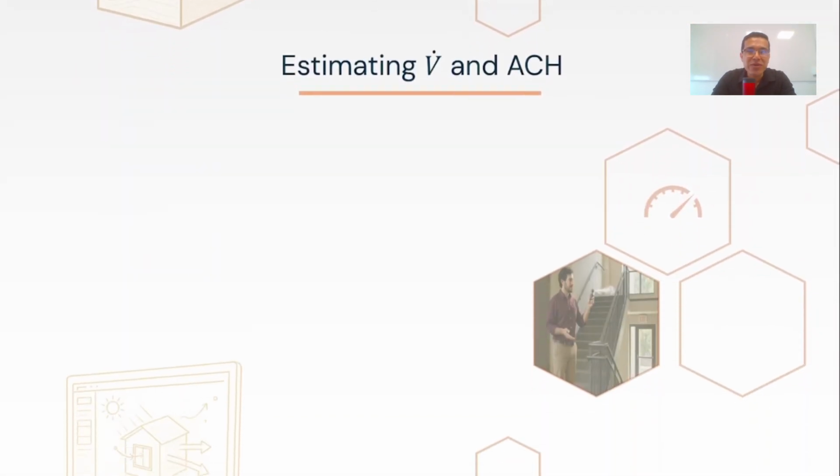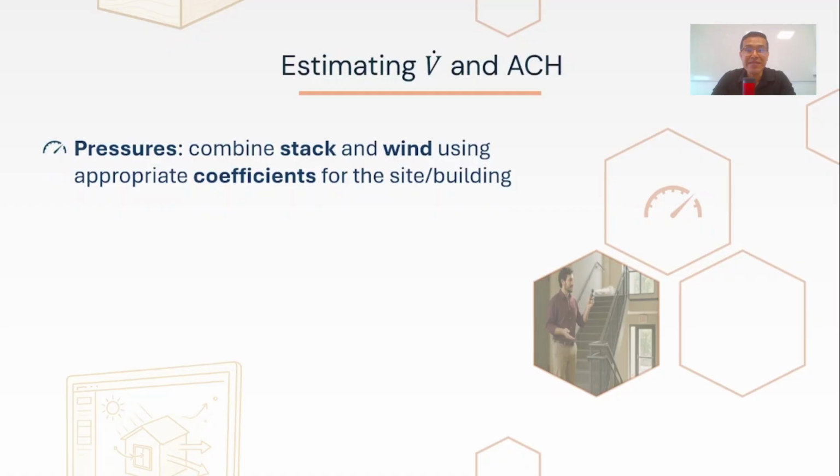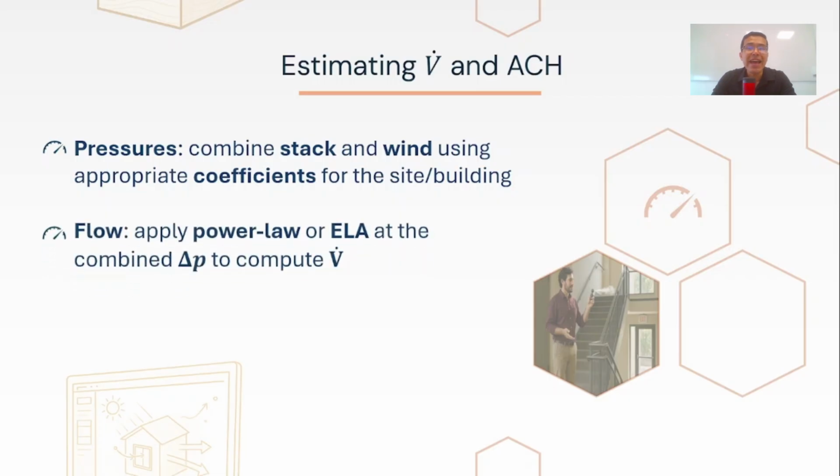Now that we have a way to describe a building's leakage, let's see how we use it to get real numbers. To estimate the actual airflow rate, Q, we have to figure out the total pressure difference acting on the building. We do this by combining the pressures from the stack effect, driven by temperature difference, and the wind, driven by wind speed. Once we have the total pressure number, we can use our ELA or the building's power law to calculate the volume of air flowing into the building.